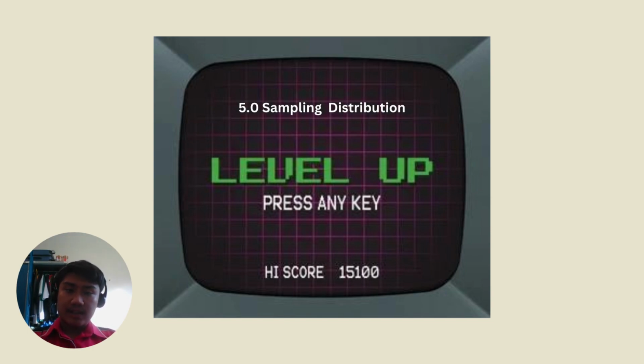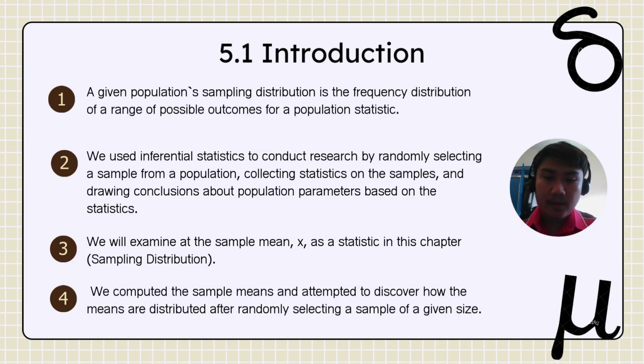Today I will explain about the sampling distribution. In this chapter, there are three subtopics that I will explain later. The first subtopic is 5.1, introduction of sampling distribution. A given population's sampling distribution is the frequency distribution of a range of possible outcomes for a population statistic.